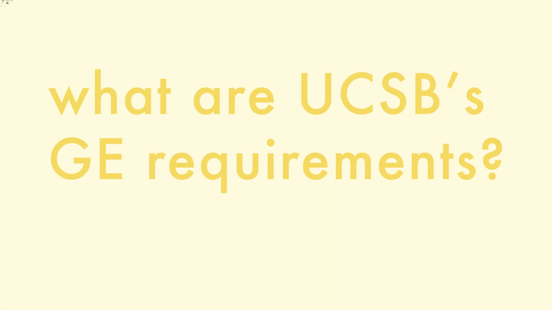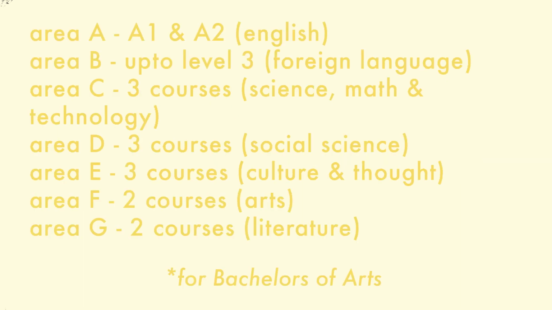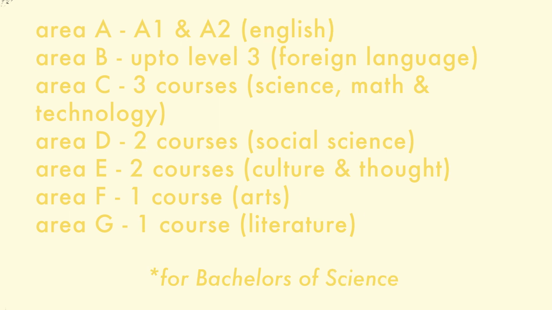I just want to move on to answering what are UCSB's GE requirements. So there's 2 types of GE requirements. These are the letter requirements for Bachelors of Arts, and then later I'll show you the letter requirements for Bachelors of Science. Besides these letter requirements, there's also general education requirements, which include the writing requirement, the world cultures requirement, quantitative relationships requirement, and ethnicity requirement.